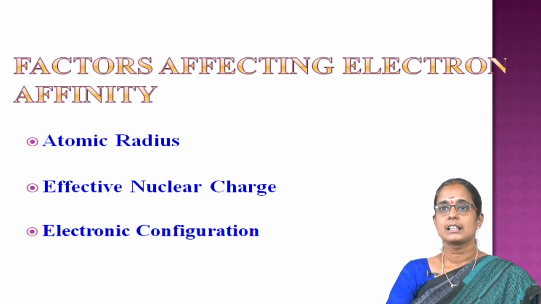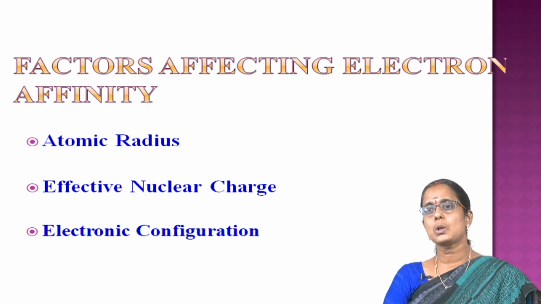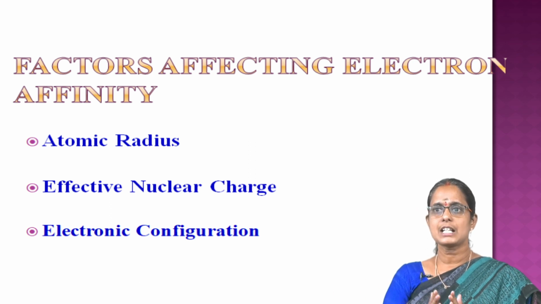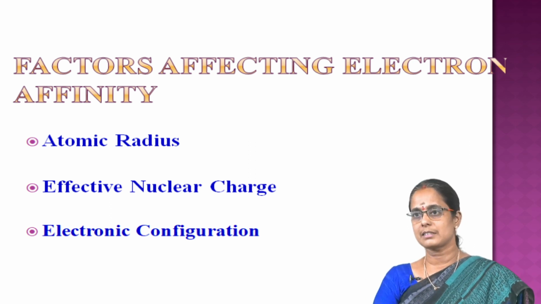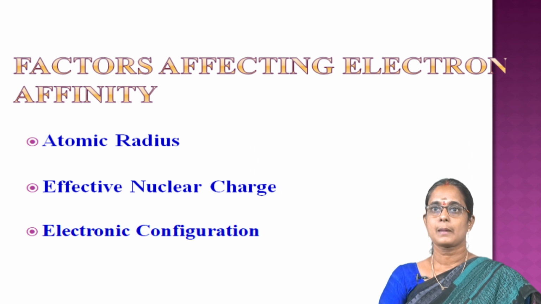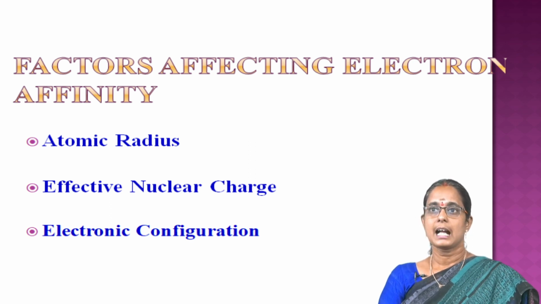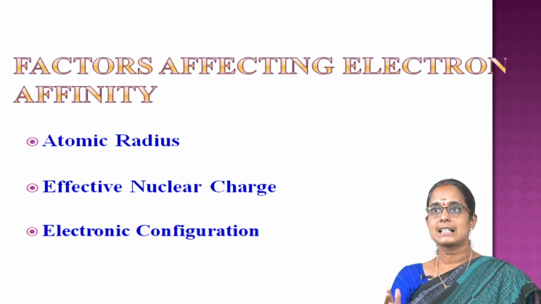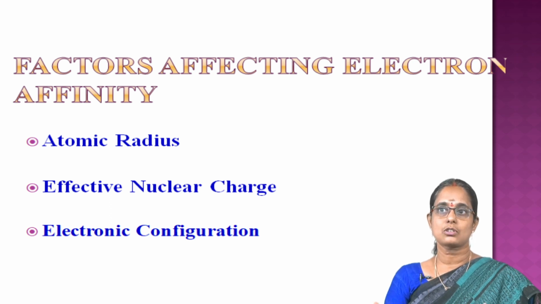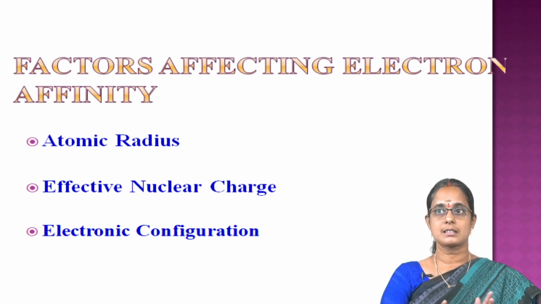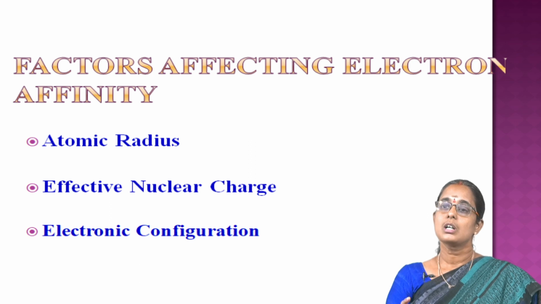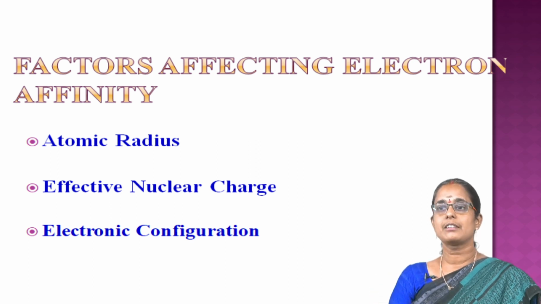Next factor, effective nuclear charge. As the effective nuclear charge increases, the tendency of the nucleus of the atom to attract an additional electron towards it increases. Thus, atoms with higher nuclear charge have high electron affinities. Electronic configuration. A completely filled orbital resists the addition of an extra electron, so those groups have zero electron affinity. Half-filled orbitals are also stable and resist the addition of an extra electron, so those groups have low electron affinity values.